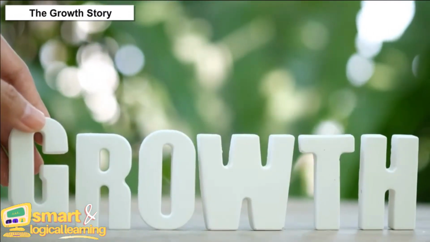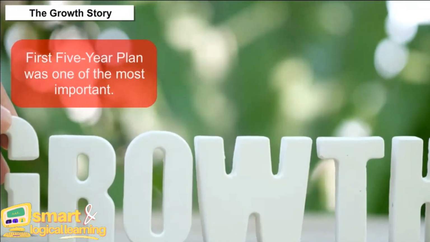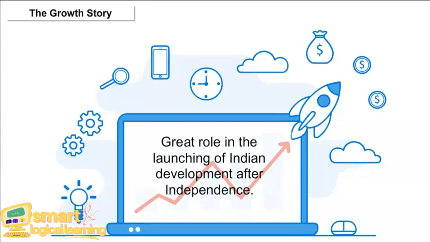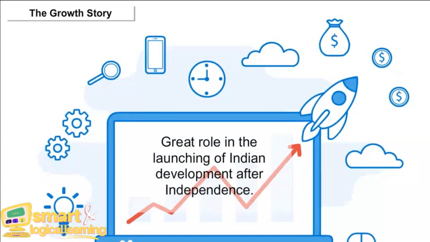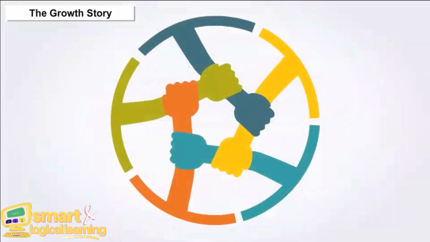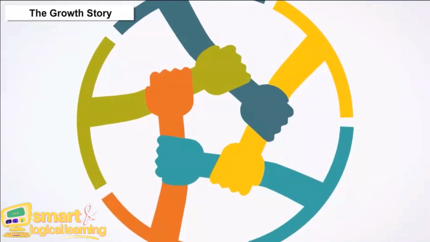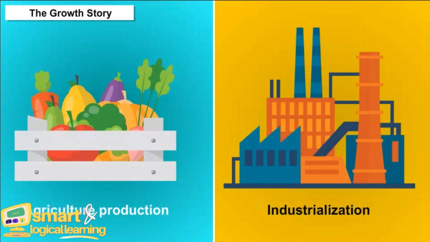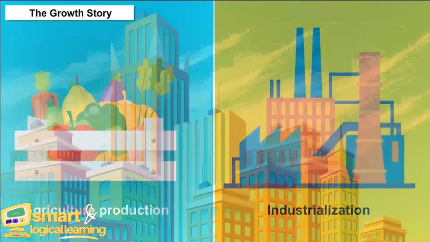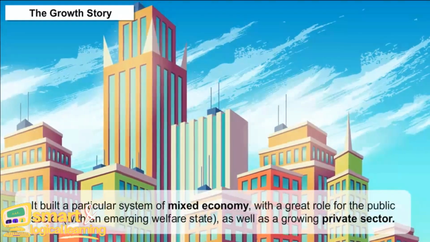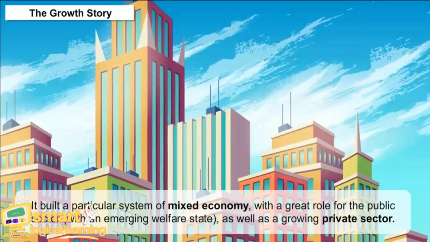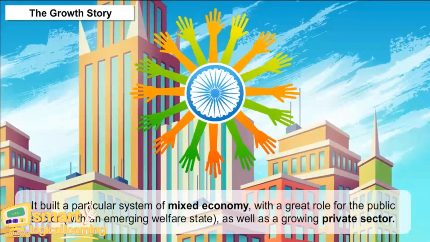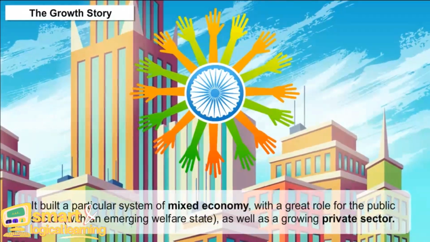The growth story. The first 5-year plan was one of the most important because it had a great role in the launching of Indian development after independence. Thus, it strongly supported agriculture production, and it also launched the industrialization drive in the country. It built a particular system of mixed economy, with a great role for the public sector, an emerging welfare state, as well as a growing private sector.